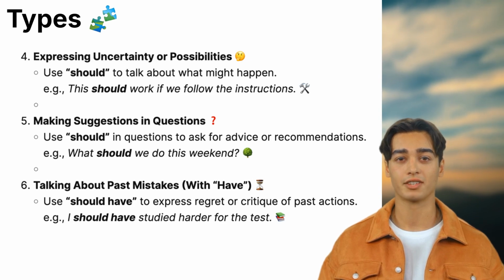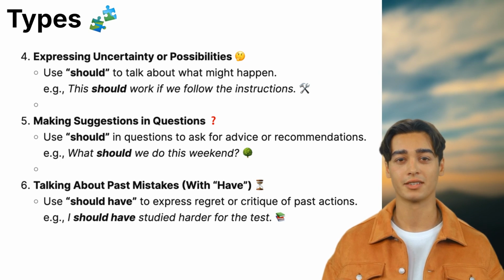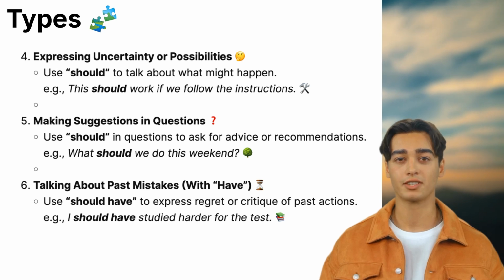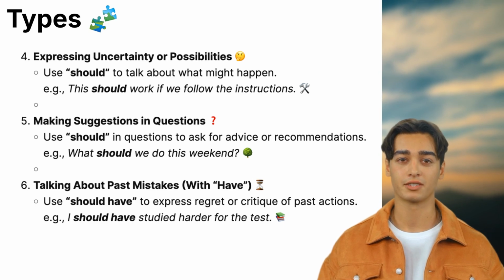4. Expressing uncertainty or possibilities. Should can be used to describe something that might happen, though it is not guaranteed. Example: this should work if we follow the instructions. More examples: he should be at the office, but I'm not sure. It should be sunny tomorrow, but check the weather forecast.